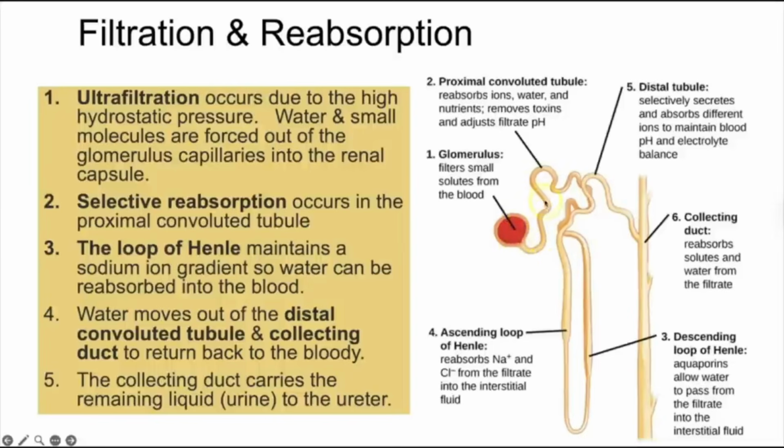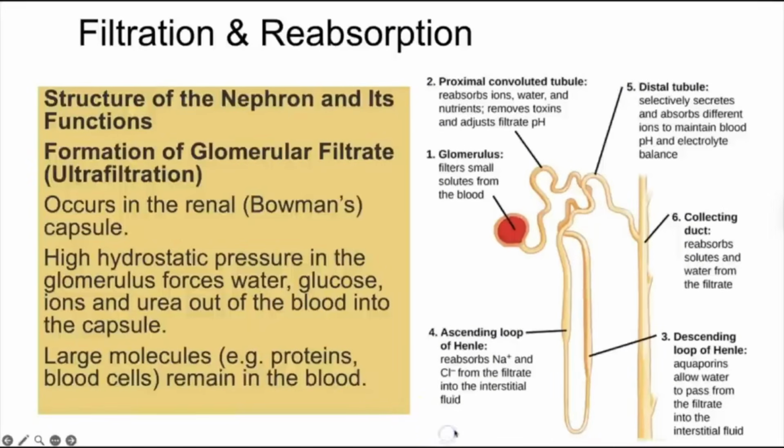Then in the proximal convoluted tubule, we have selective reabsorption occurring. And that is where we're going to have all the glucose and some water being reabsorbed. Then we've got the loop of Henle, and this maintains a sodium ion gradient, so water can be reabsorbed into the blood. And water then will continue to move out of the distal convoluted tubule and collecting duct by osmosis, and the collecting duct carries the remaining liquid, which is the urine, to the ureter.